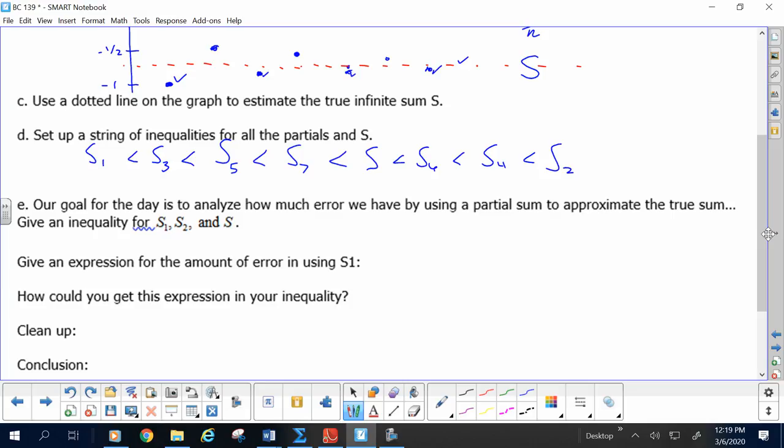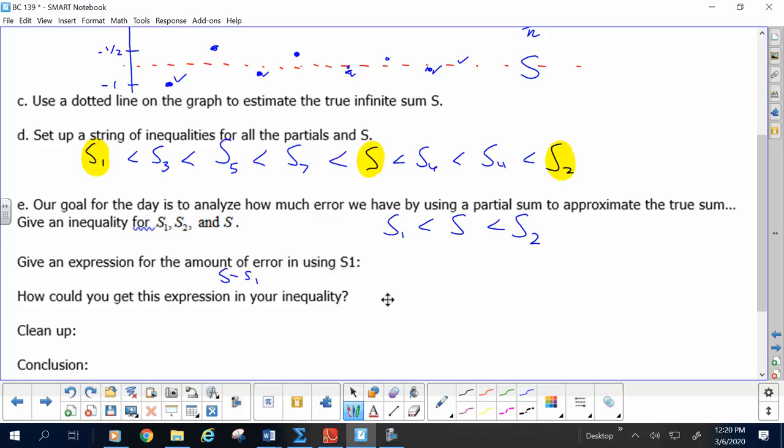Let's just focus on S1, S2, and S. If I just took S1, S, and S2, then it would have to be the case that S1 is less than S, which is less than S2. Now my intention is to prove that the error must be less than the next term, right? Based on our number theory from previous, yeah? So how did I get error in S1, for example? What's error in S1? S minus S1.